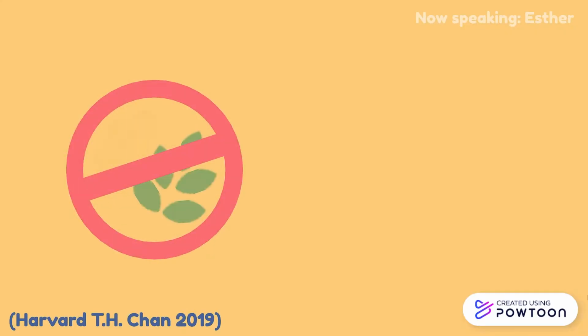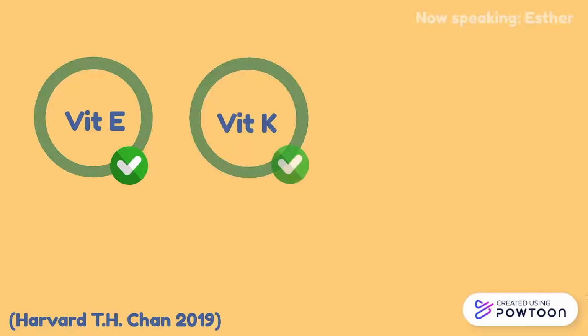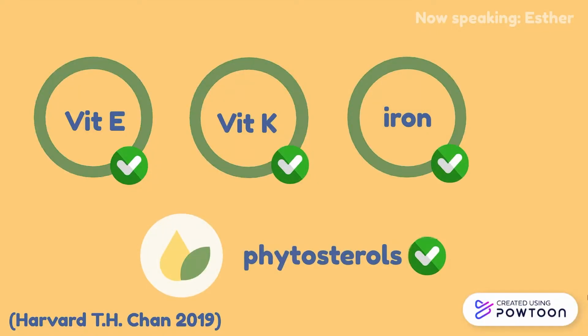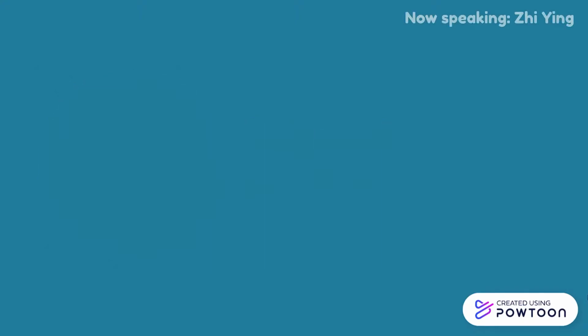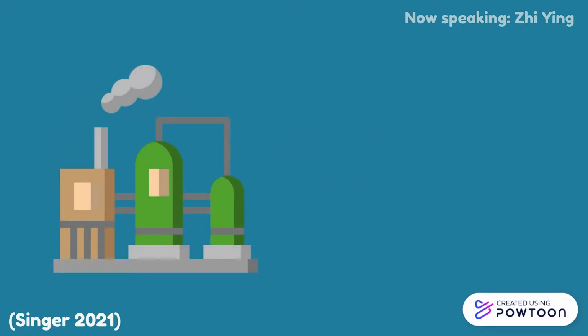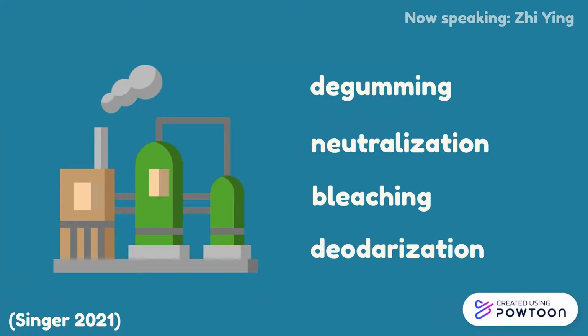Coconut oil does not include fiber or cholesterol. However, it does contain other minor components such as vitamin E, vitamin K, iron, and phytosterols. To remove the unwanted properties, the coconut oil should undergo further refinery steps. The processing steps taken to produce refined coconut oil may include degumming, neutralization, bleaching, and deodorization, depending on the manufacturer.